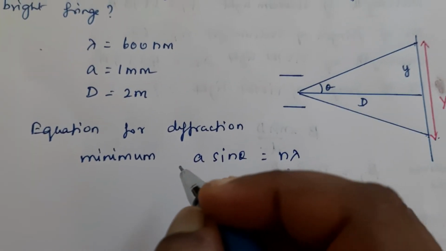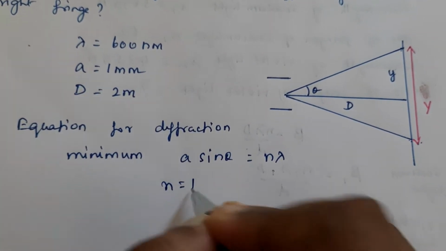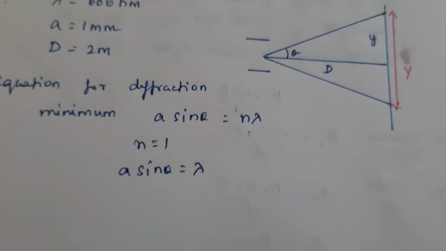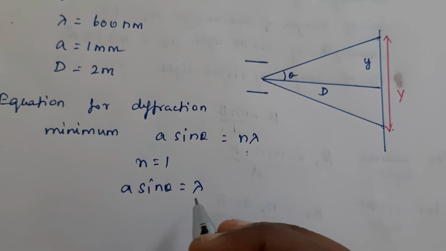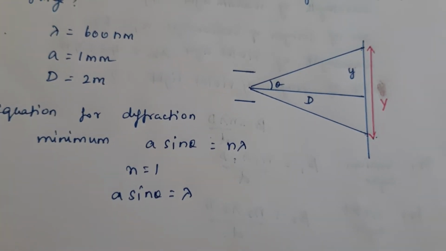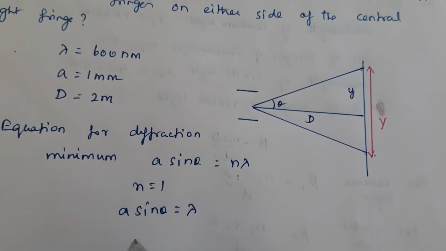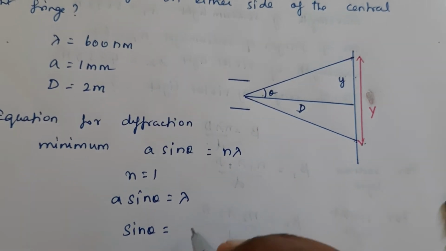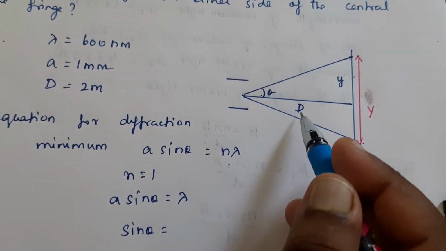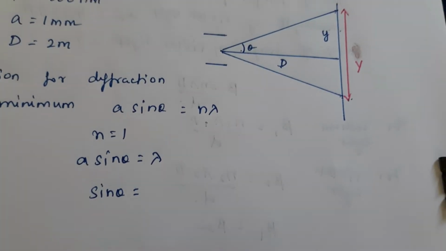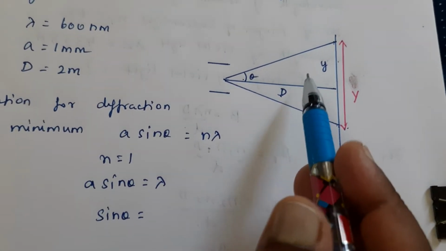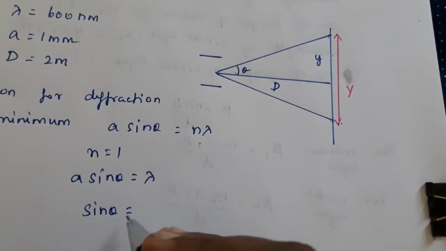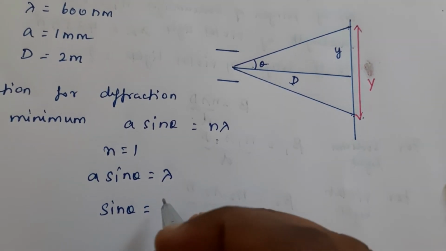Here this is the first fringe. So n is equal to what? 1. So we can write a sin theta is equal to lambda. Okay. Now from this equation we can write sin theta is equal to, from the diagram, opposite side by hypotenuse. But here we can take only what? Tan theta.